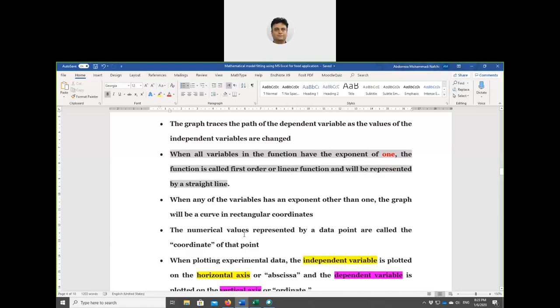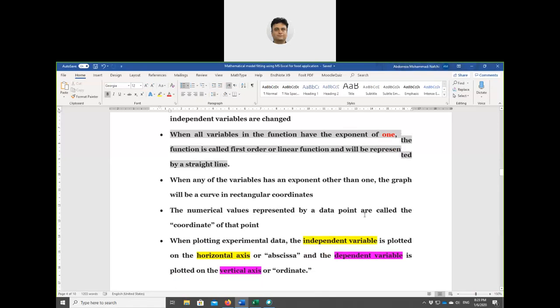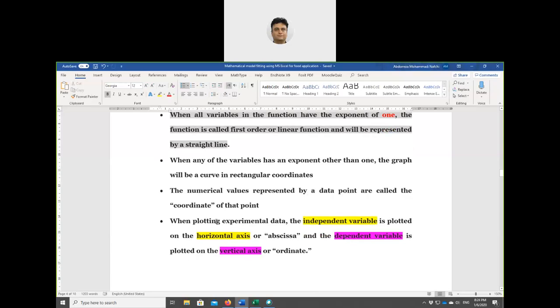The numerical values represented by a data point are called the coordinates. So we have coordinates that represent the data point. A data point is a pair of the dependent and independent variables.